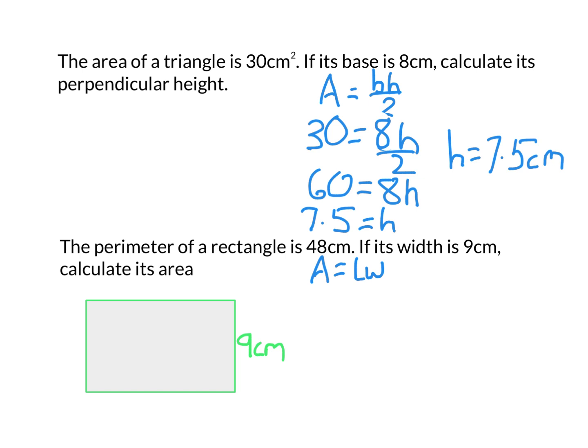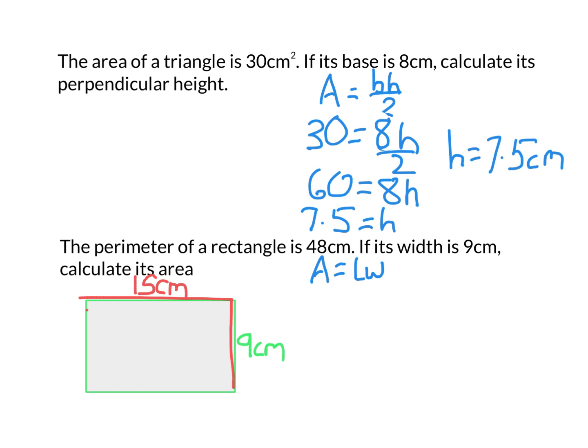Now it says the perimeter is 48. So remember that means all the way around is 48 centimeters. What that means is that if you just take the length and the width, they will add to half the perimeter. They will add to 24 because 24 plus another 24 is 48. So here the length has to actually be 15. It has to be 24, half the perimeter, minus 9. Because 15 plus 9 plus 15 plus 9 equals 48.